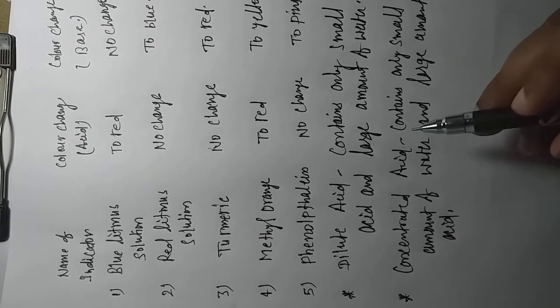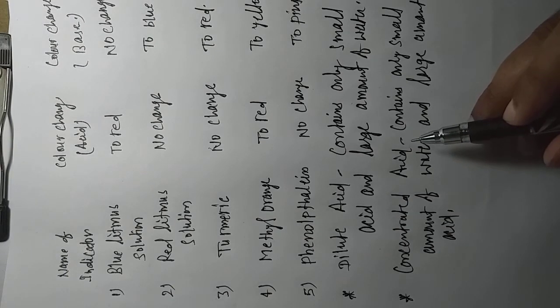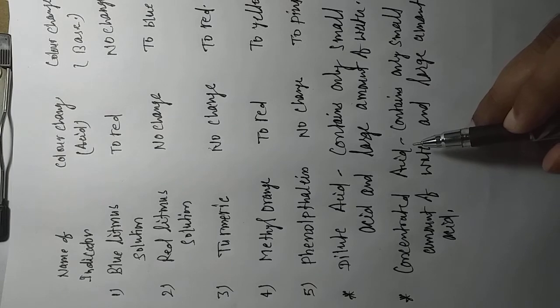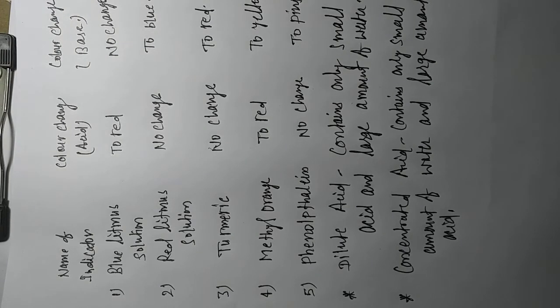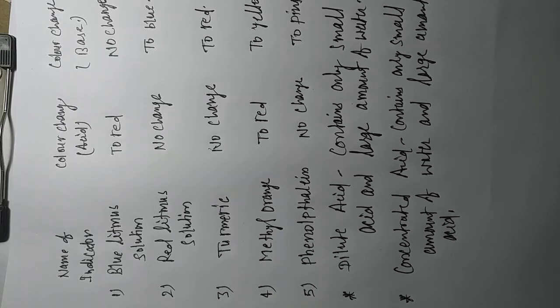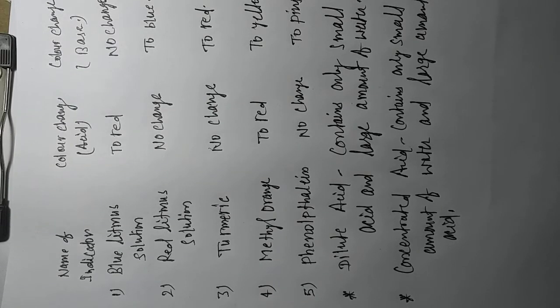The initial one is dilute acid, in which we saw that it contains only a small amount of acid and a large amount of water. So concentrated and dilute are just opposite to each other.